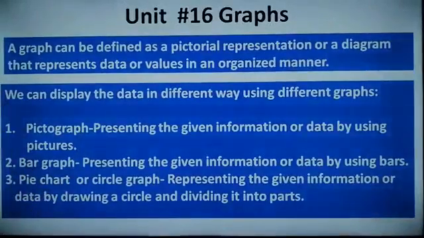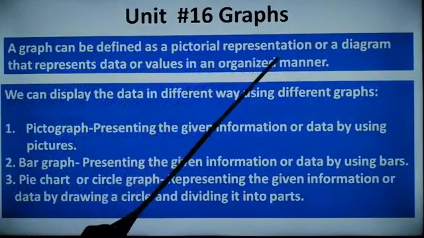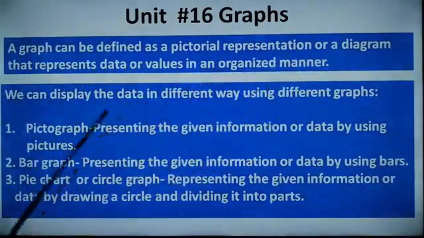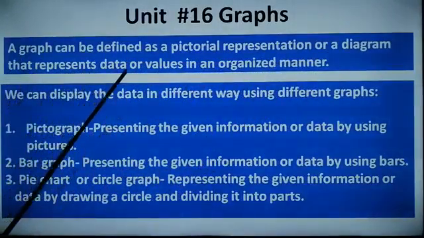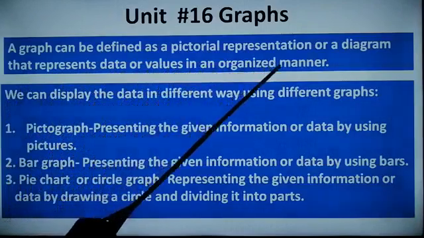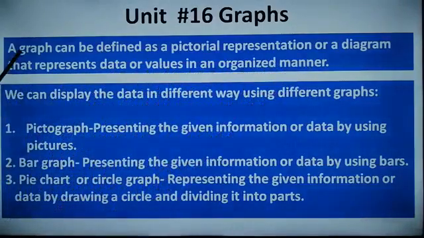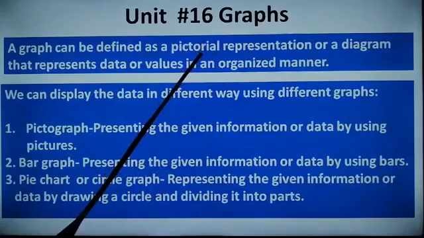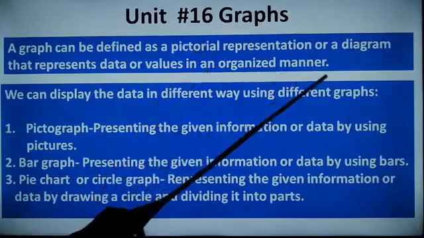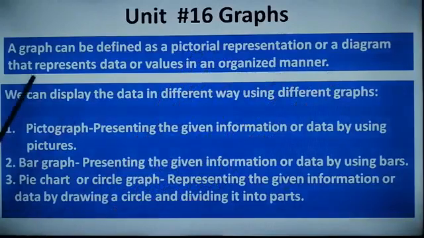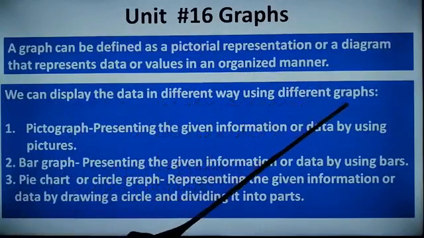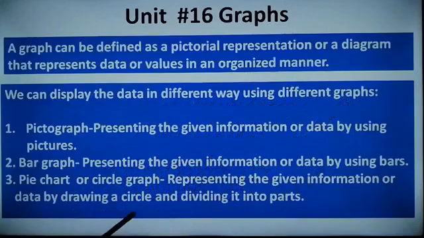What does graph mean? A graph can be defined as a pictorial representation or a diagram that represents data or values in an organized manner. So graph means it's a representation. Maybe we can use it pictorially or as a diagram. So we can display the data in different ways using different graphs.